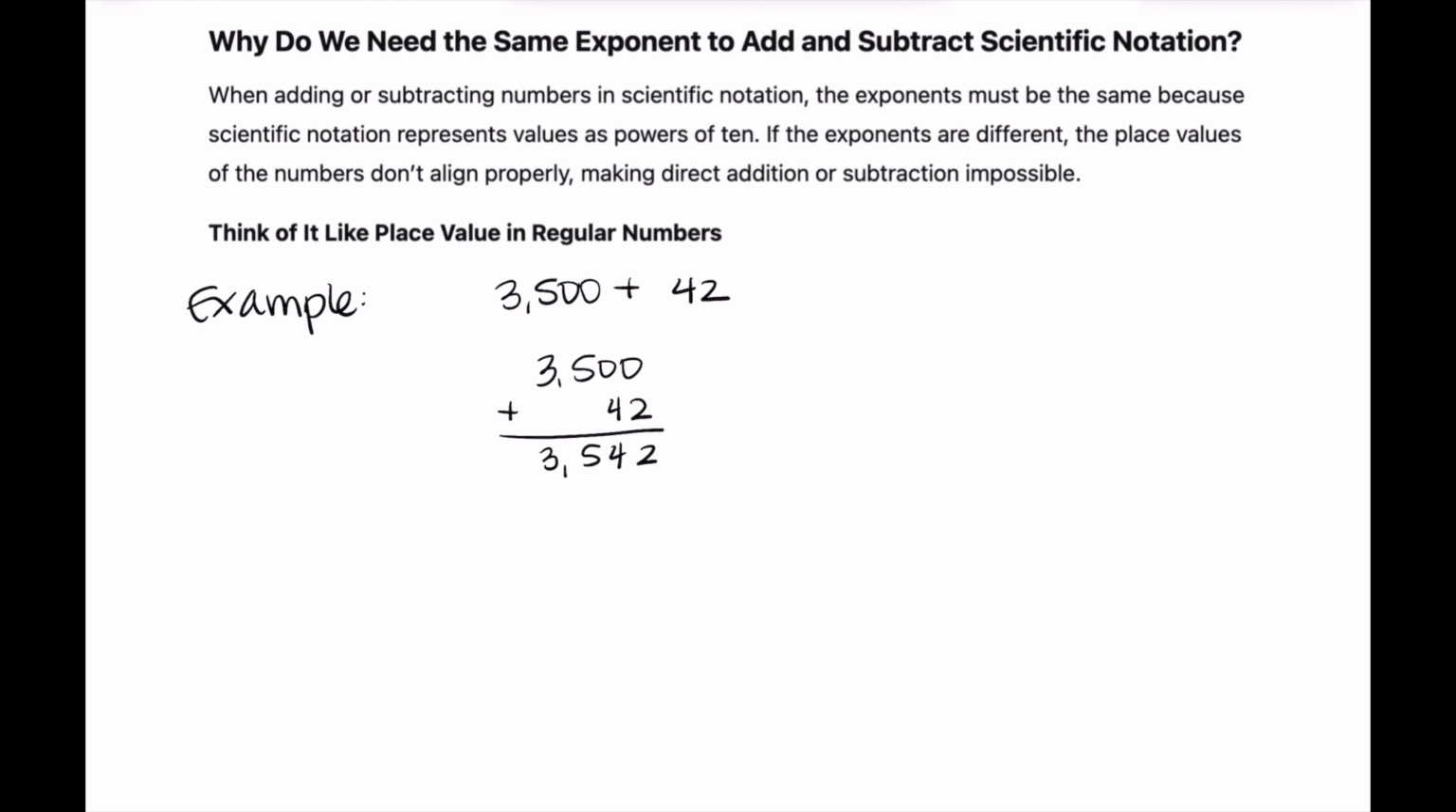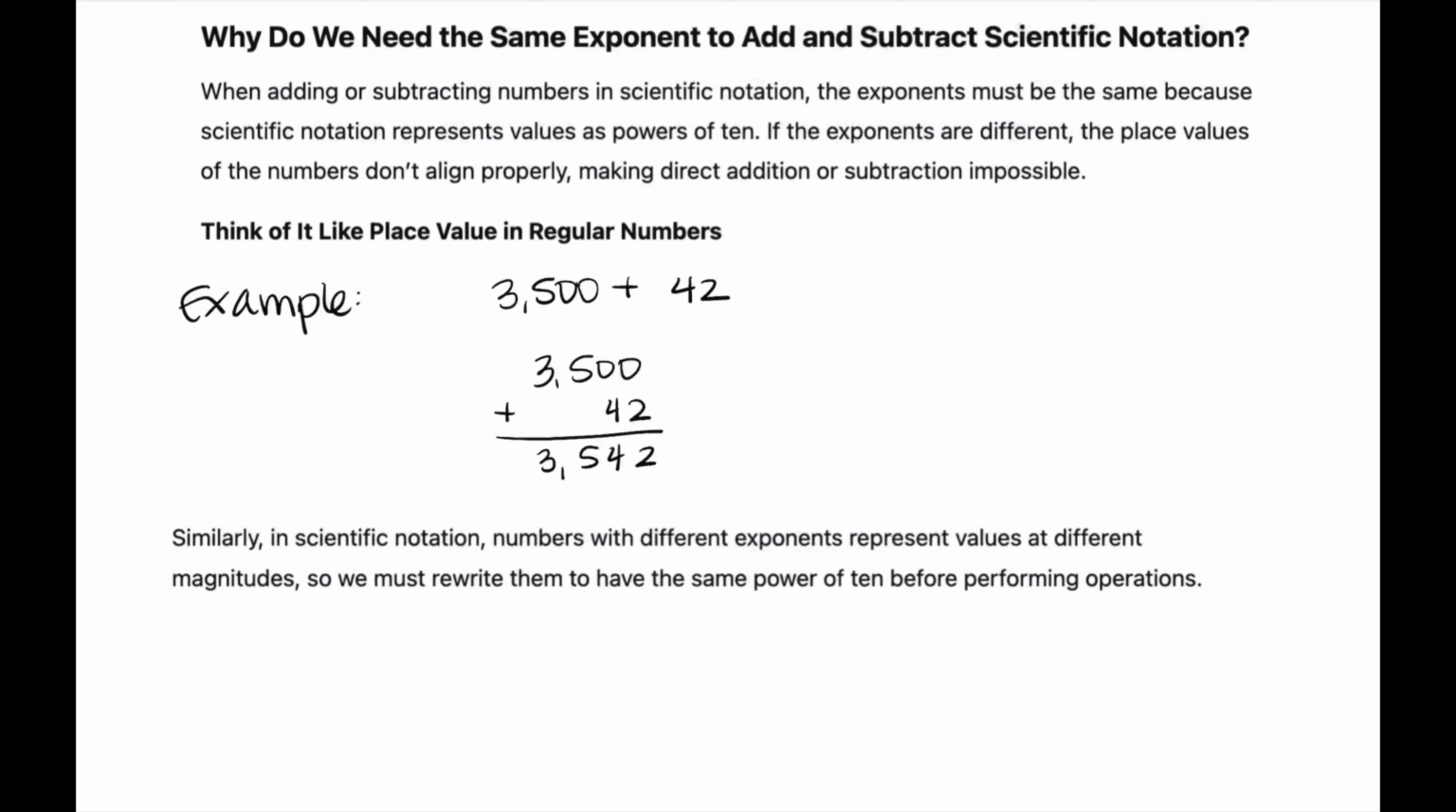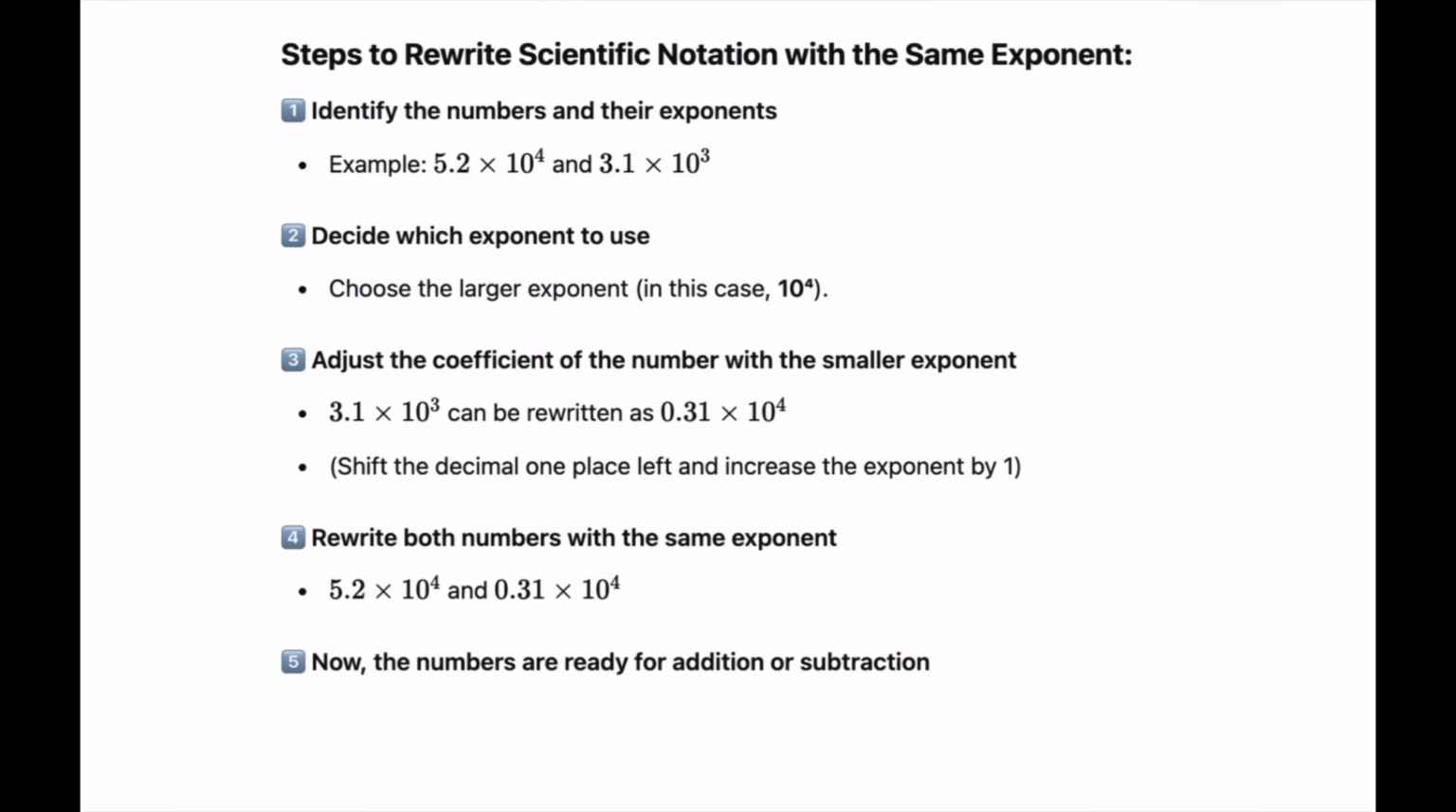It's essentially the exact same thing for scientific notation. Numbers with different exponents represent values at different magnitudes. So we have to rewrite them with the same power of 10 before we can do any type of adding or subtracting. Now let's get into the steps to rewrite scientific notation with the same exponent.